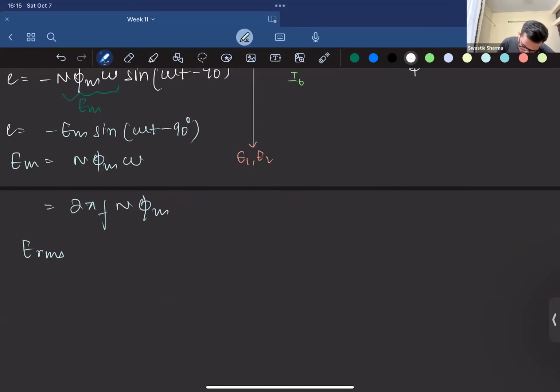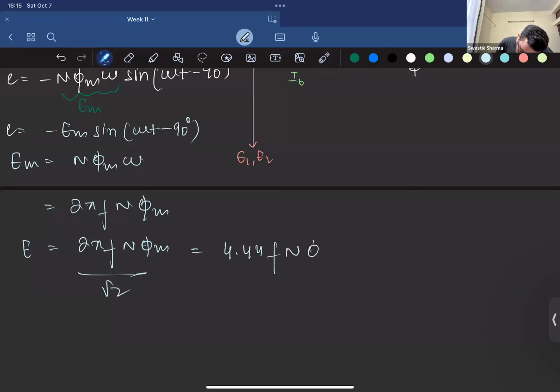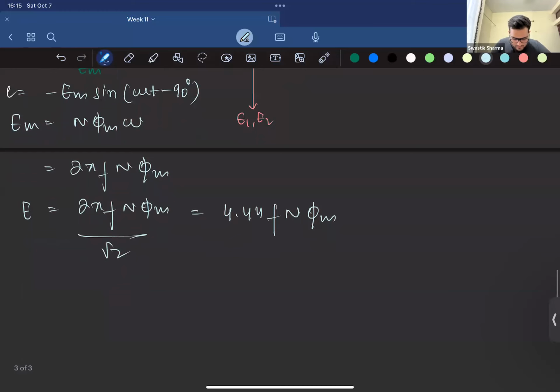So E RMS is what? Or we can simply write E is 2 pi f n phi m divided by under root 2, which is what? If we do it, you can also do it with me. Root 2 times pi, right? So it's 4.44 f n phi m. So we can write the RMS value of induced EMF is nothing but 4.44 times frequency times the number of turns times the maximum flux produced in the core.